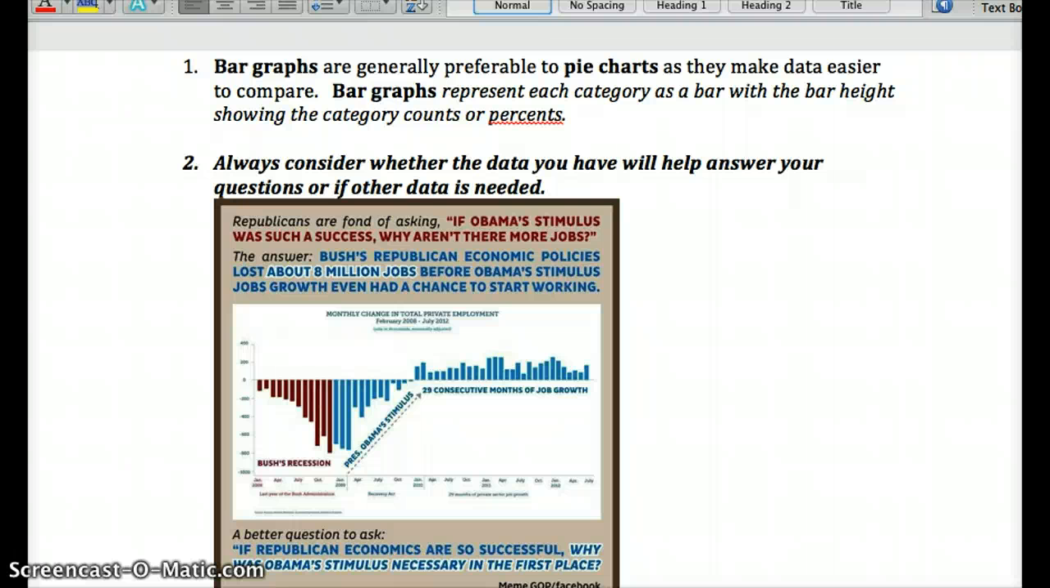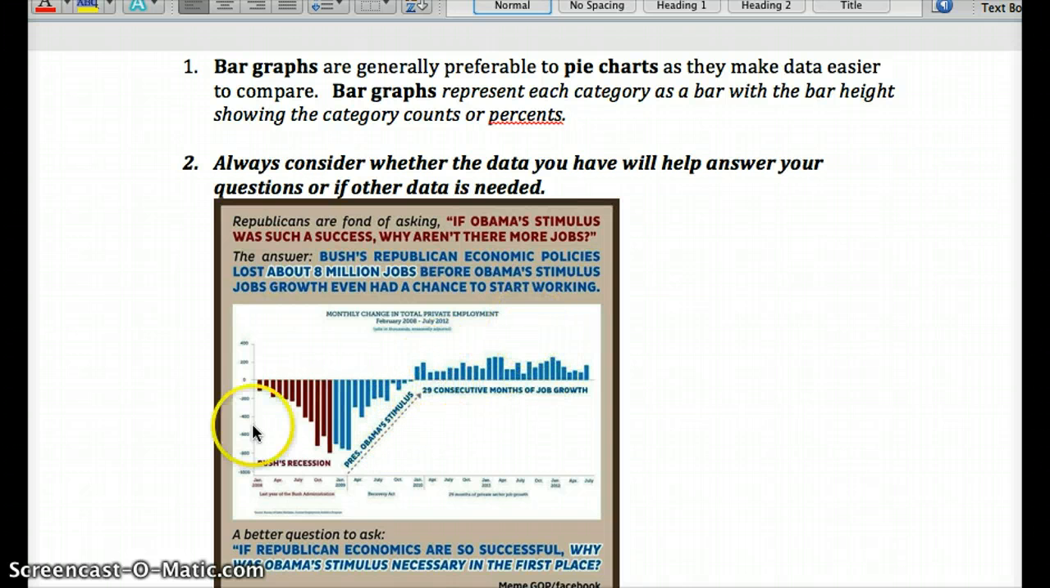Here's an example of a bar graph. And you can see there that this is talking about the recession and Obama coming in, and how the stimulus program affected job growth. So Obama takes over in the blue, and then job growth goes from negative back up to positive, and this lets us really compare the data and see how it went from Bush's recession into Obama's stimulus and then the job growth.